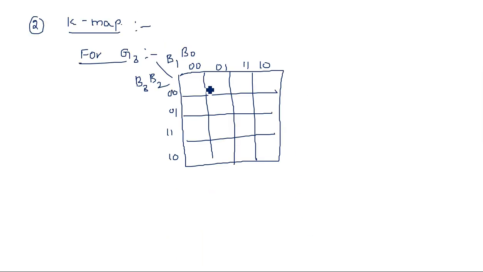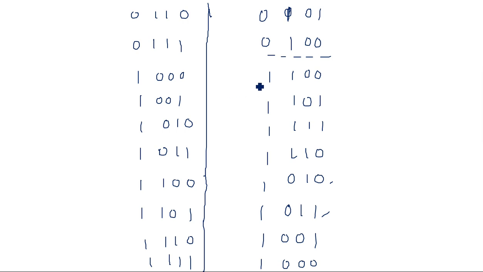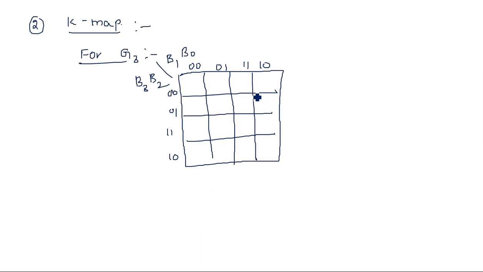So represent all these first 8 as zeros, and from 8 onwards, ones. 8 onwards means here. 8 onwards ones.